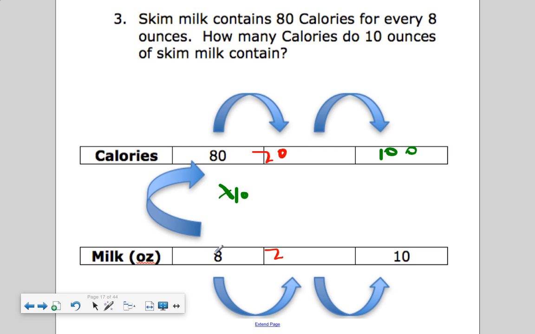Could I simplify 80 and 8, divide both numbers by 8, and get 10 calories for every 1 ounce? How do I build it up to 10 ounces? Times 10, times 10, and get 100. Many ways to get this 100. That's ratio and rate tables.